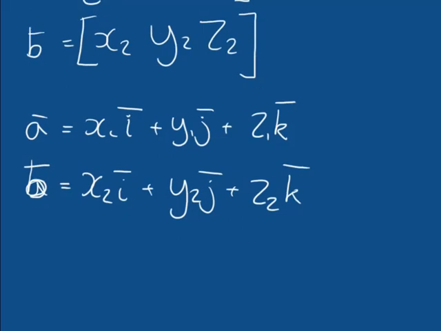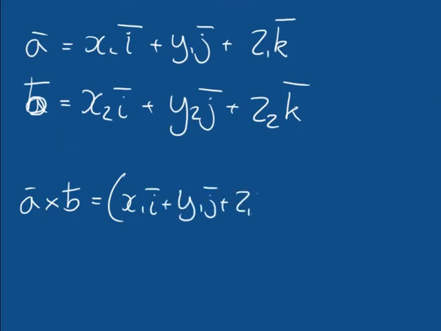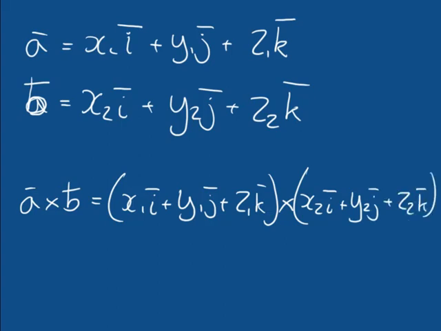So we can write A and B in terms of combinations of those three Cartesian vectors i, j, and k. Therefore, the cross product of A crossed with B becomes the cross product of x1i plus y1j plus z1k crossed with x2i plus y2j plus z2k. We can see that if this is equal to A and this is equal to B, then A cross B is going to be the same as this crossed with this.